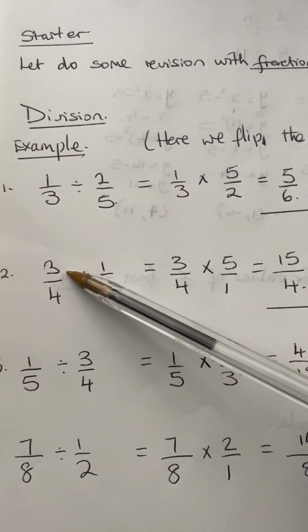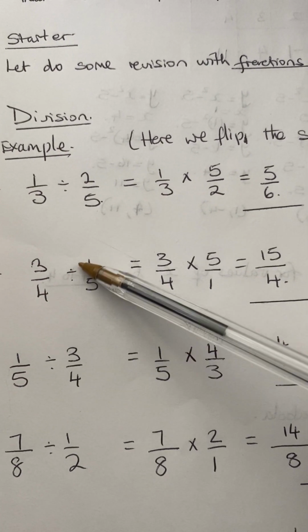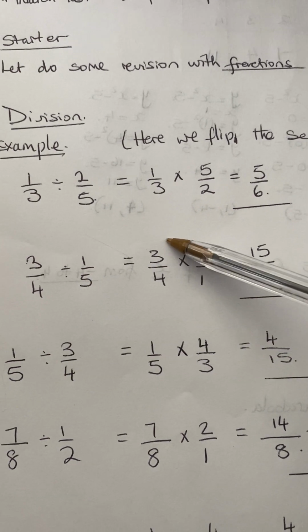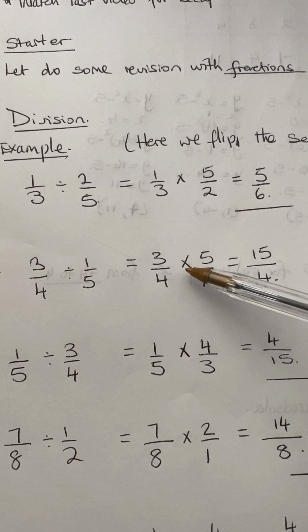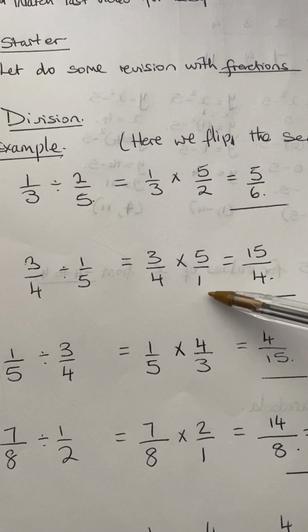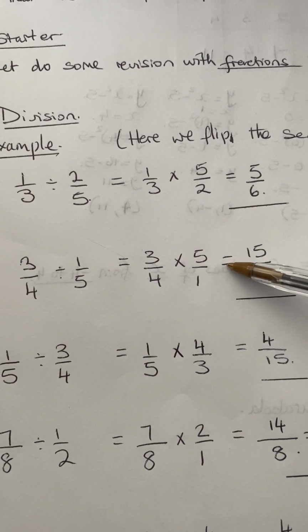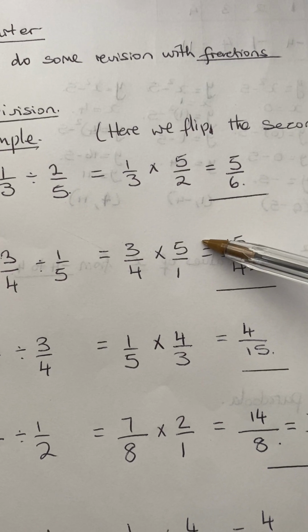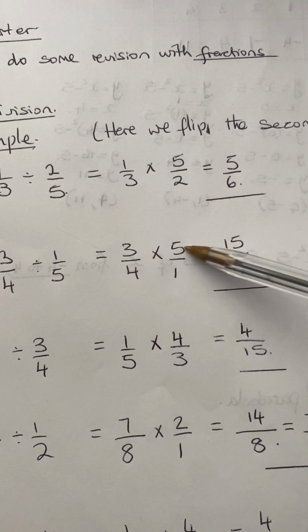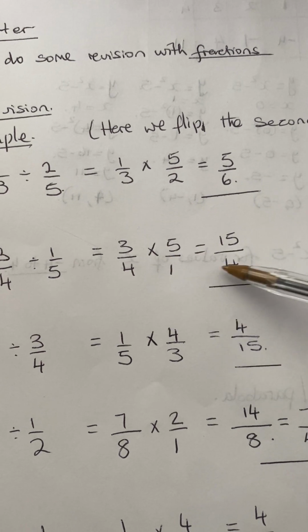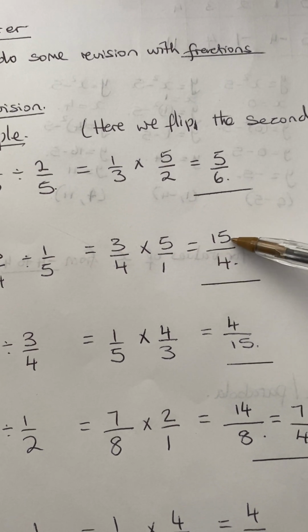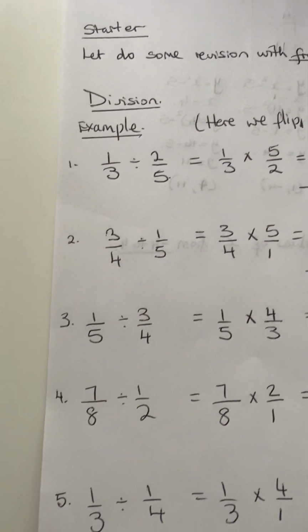The second one, 3 over 4 divided by 1 over 5. So 3 over 4 stays the same, times 5 over 1, which is 15 on the numerators multiplied together, divided by the denominators, 4 times 1, so 15 over 4.